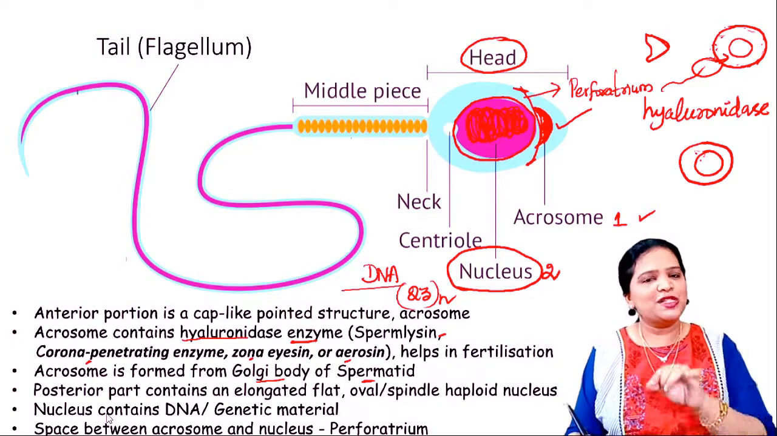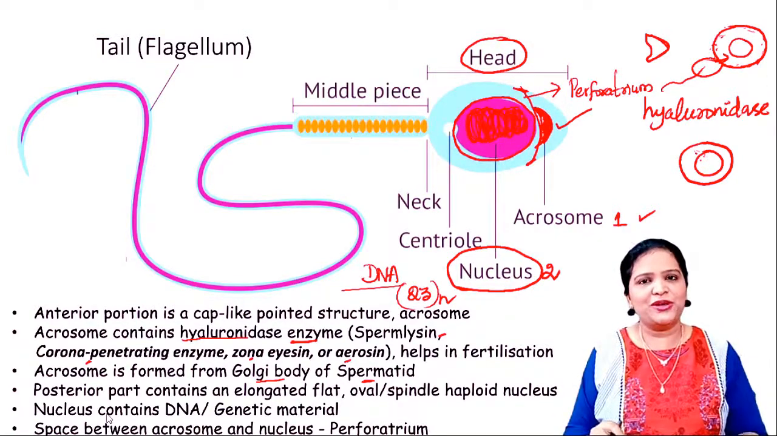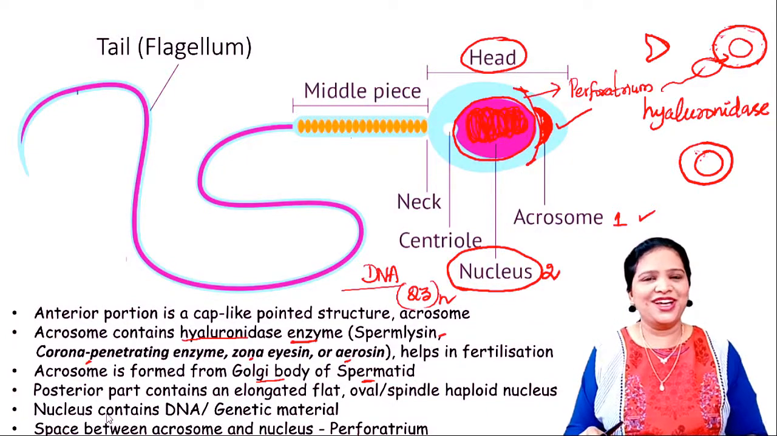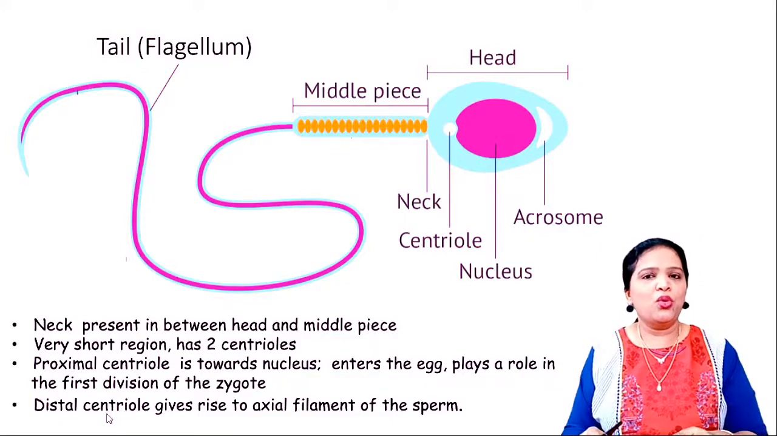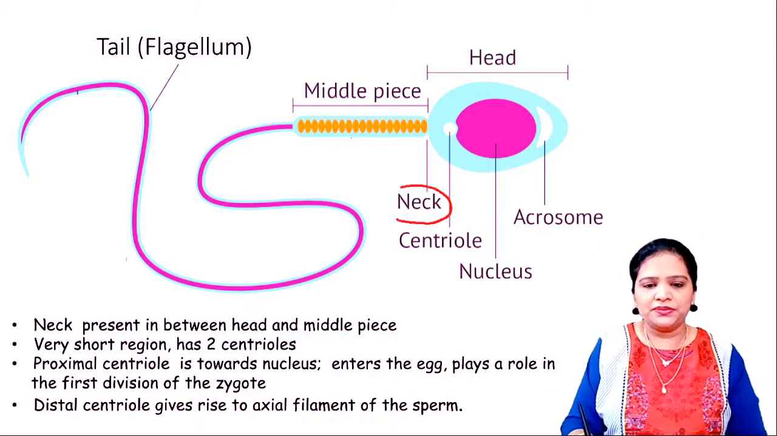Clear, guys? The space between the acrosome and the nucleus is called perforatorium. So this is about the head part of the sperm. Fine? Right. So let's move on into the second part, that is the neck part.